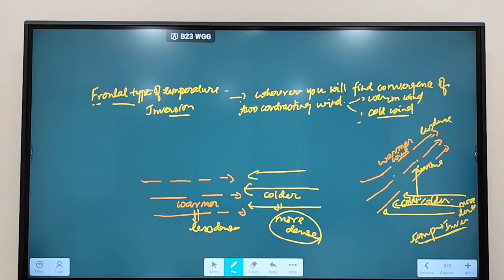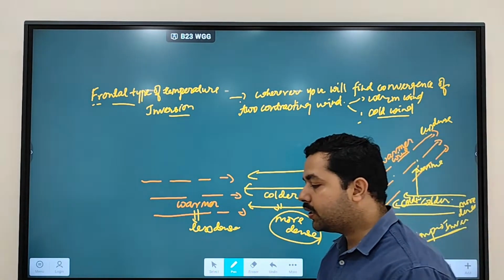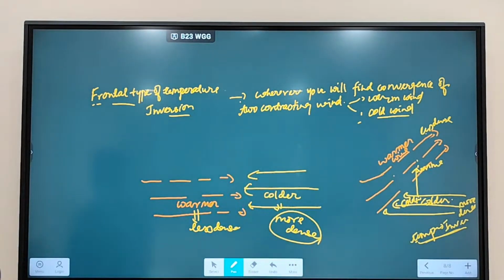Air drainage, where do you generally find it? Mountain areas. Why? Which type of condition needs to be there? The valley should be colder than the mountain slope. Then you will see the air drainage type of temperature inversion.